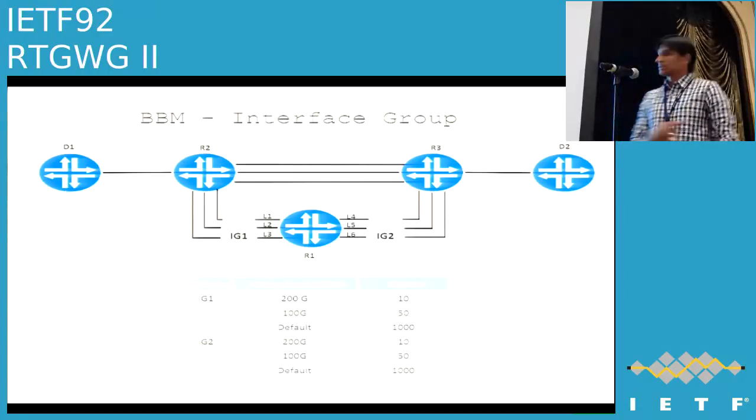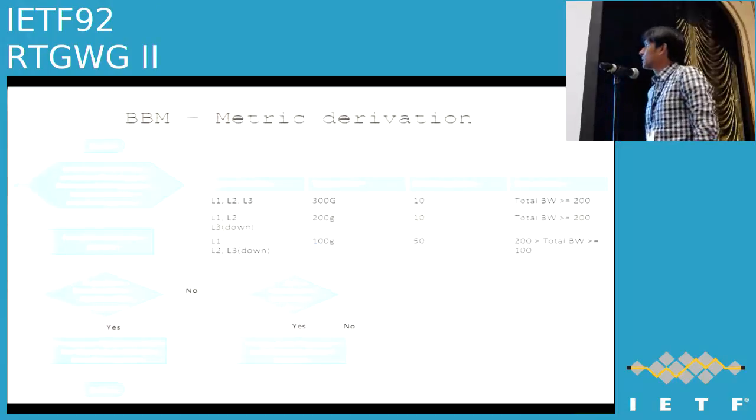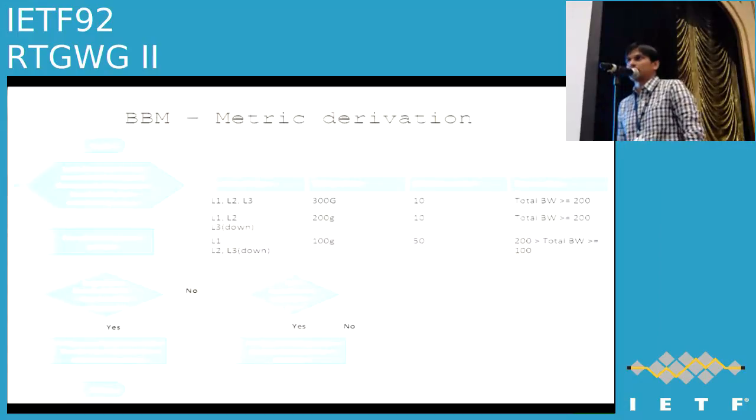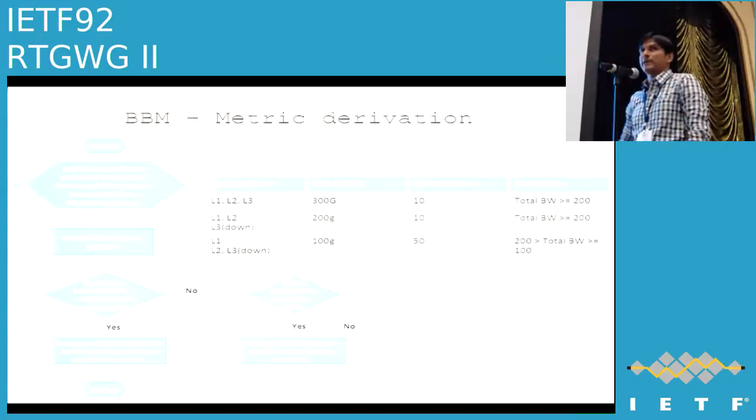So by grouping them into L3 bundles, what you're trying to do is see it as a single bundled link, though they are all separate. Logically, they will look like a single bundled link. So if L1, L2, and L3 are all up, cumulative bandwidth is 300 gig, and the metric is 10 because the total cumulative bandwidth is greater than 200. That is configured on the group.